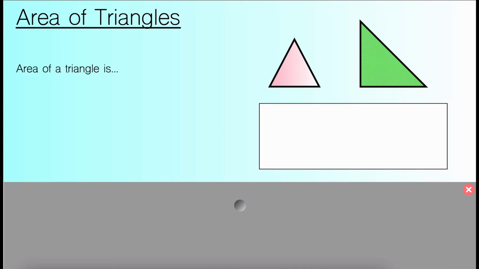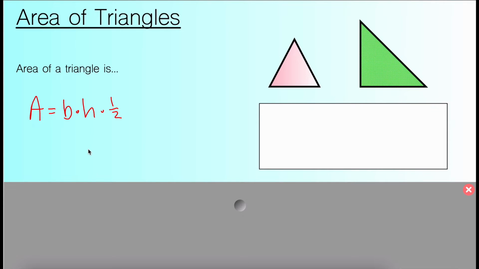I'm going to start off by just giving you the formula straight up, and then we'll talk a little bit about some of the parts of that formula. So to find the area of a triangle, any triangle, whether it's like this green one, a right triangle, whether it's like this reddish one, doesn't matter. Any triangle, the formula is area is base times height times 1/2.